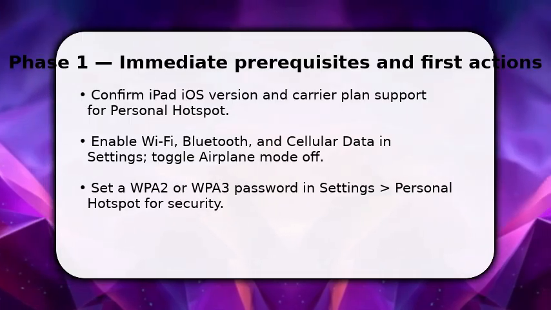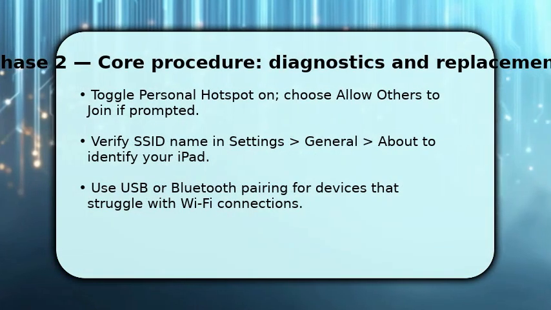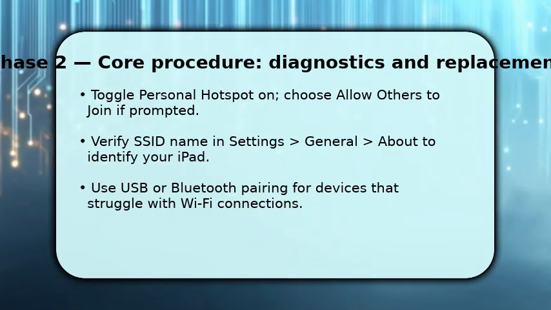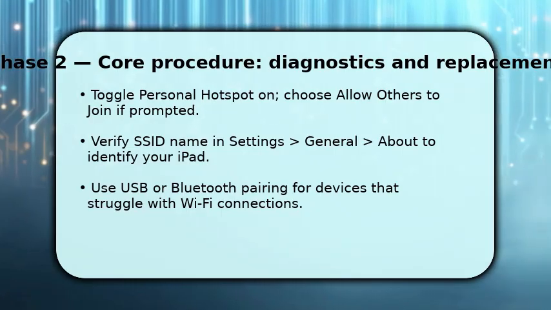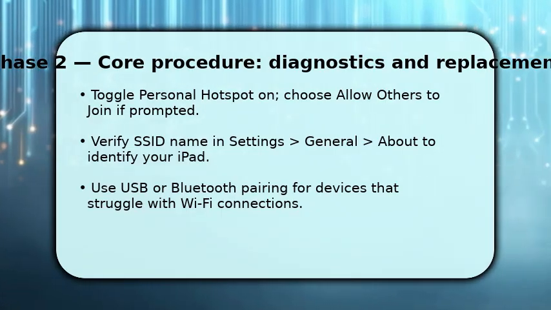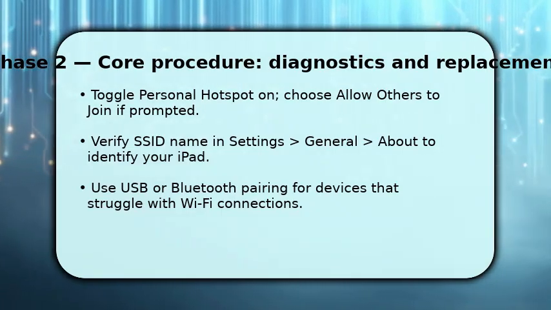Now enable the hotspot in Settings Personal Hotspot and choose Allow Others to Join. This makes the iPad visible to devices. If you need to, confirm the network name. Your iPad's name appears under About, so other devices connect to the correct SSID.